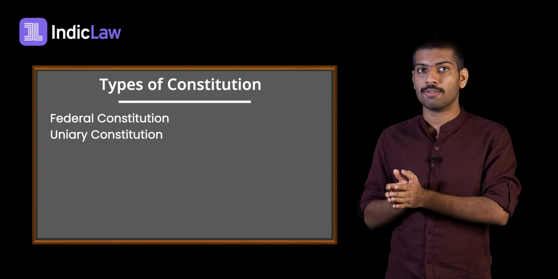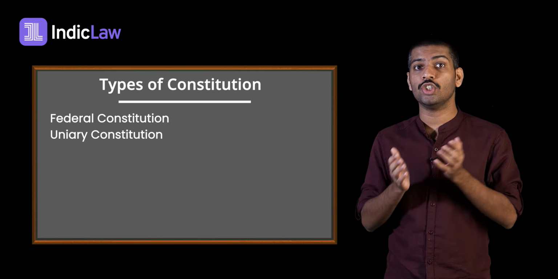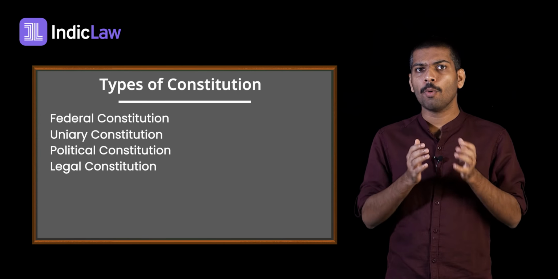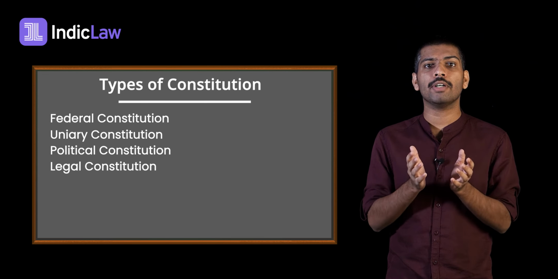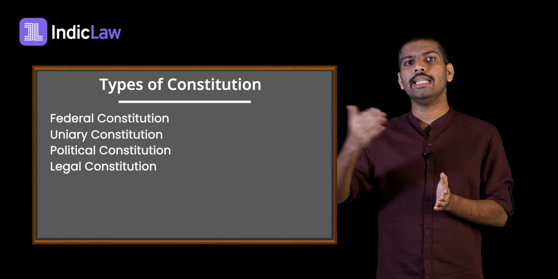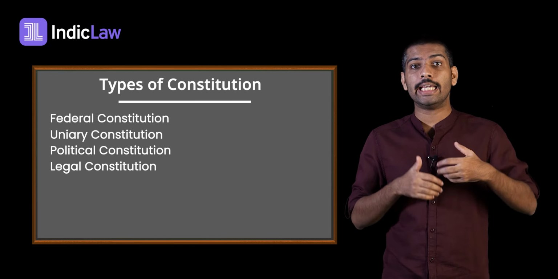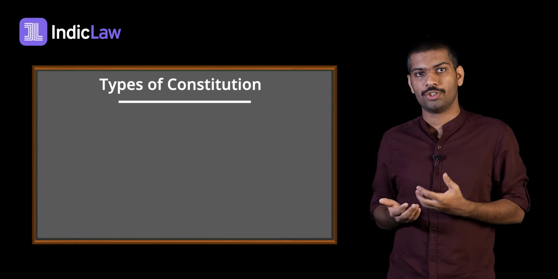A further classification could be drawn on the basis of judicial review as political and legal constitution. Political constitutions normally favor elected majority, while legal constitutions empower the court in relation to interpreting and upholding the constitution.